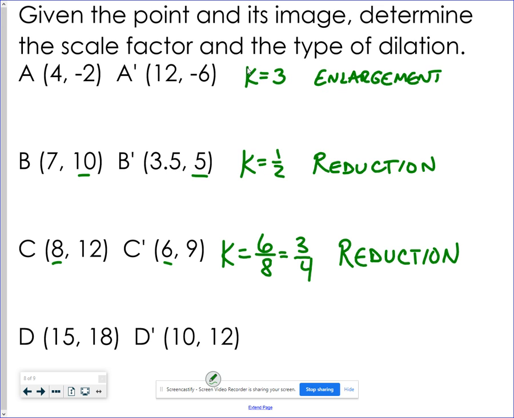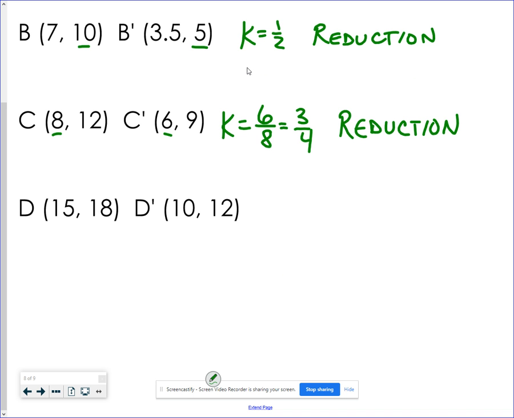All right, and for letter D, move this up just a little bit. To go from 15 to 10, again, maybe you can see what that is. It is getting smaller, which means it's going to be a reduction. But if I pick the x's or the y's, it doesn't matter, but I want to go new over original. So I'm going to have 10 over 15, which is 2/3. So also a reduction.